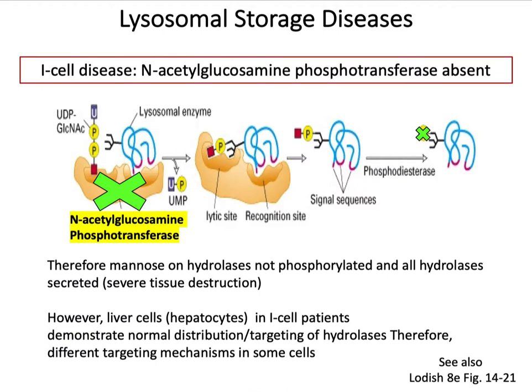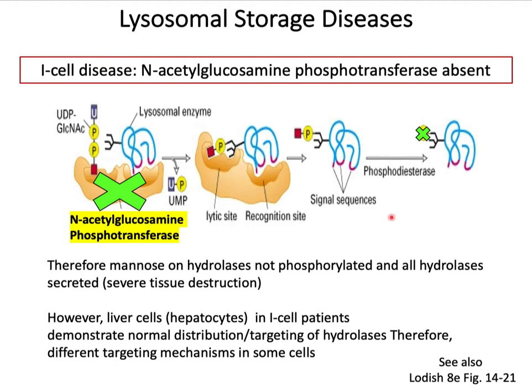So here is the problem with I-cell disease. An individual with I-cell disease has a non-functional N-acetylglucosamine phosphotransferase. You will remember that this enzyme catalyzes the mannose-6-phosphate modification on lysosomal hydrolases. So in these individuals, their lysosomal hydrolases do not have the mannose-6-phosphate. Because of that, they are not bound by the mannose-6-phosphate receptors, so they are not trafficked to the lysosome. Instead, they end up outside the cell, and that is why you get this severe tissue destruction.